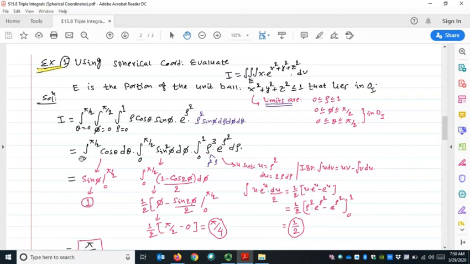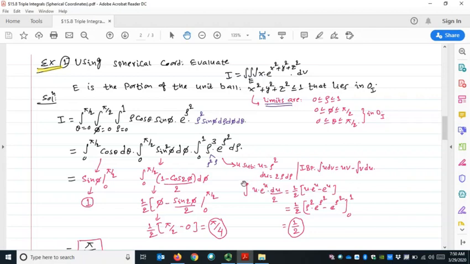In the next step, write down the theta integral, cosine theta d theta. So here basically we are separating the integral. That's the theta integral, that's the phi integral. How many sine phi do we have? 1 sine phi, 2 sine phi, so sine squared phi d phi. And then the rho integral, 1 rho, here is 2 rho, so total 3 rho, rho cubed times e to the rho squared d rho.